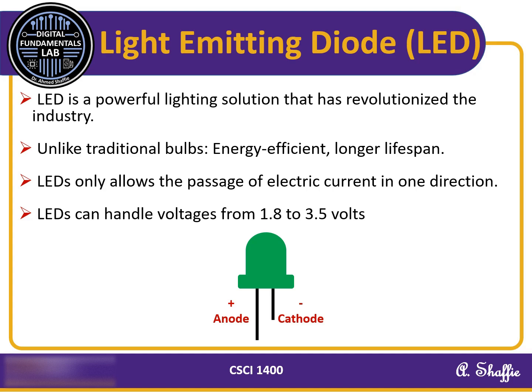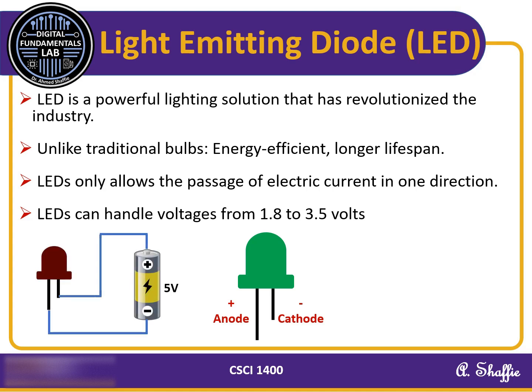As you can see in the figure, an LED has two legs or pins, one longer than the other. The longer leg is the anode, marked with a plus sign, and the shorter leg is the cathode, marked with a minus sign. Now let's look at a simple circuit with an LED and a battery.